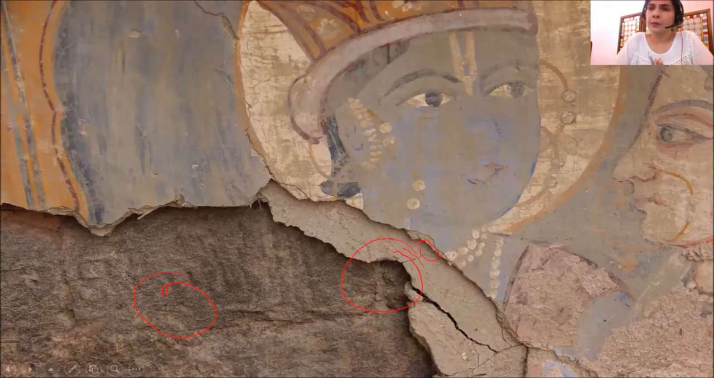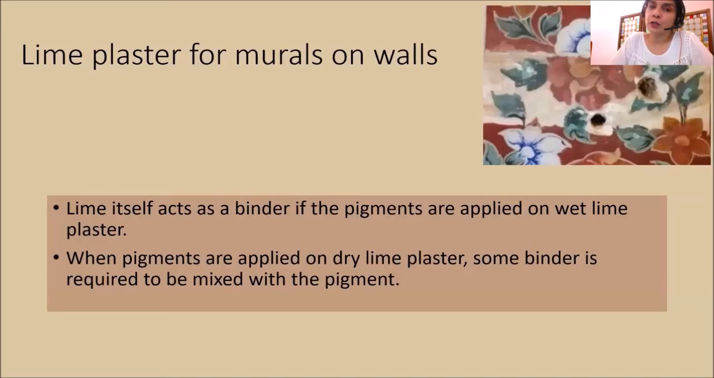Because this discussion is on frescoes and tempera, we'll mainly talk about lime plaster, which is very interesting as far as the fresco technique is concerned. It is all based on lime because lime is acting as the binding material.